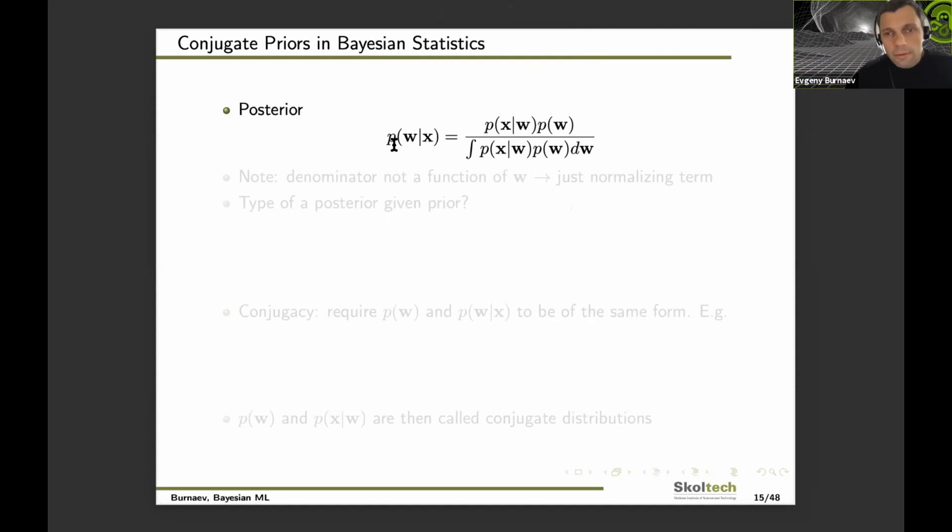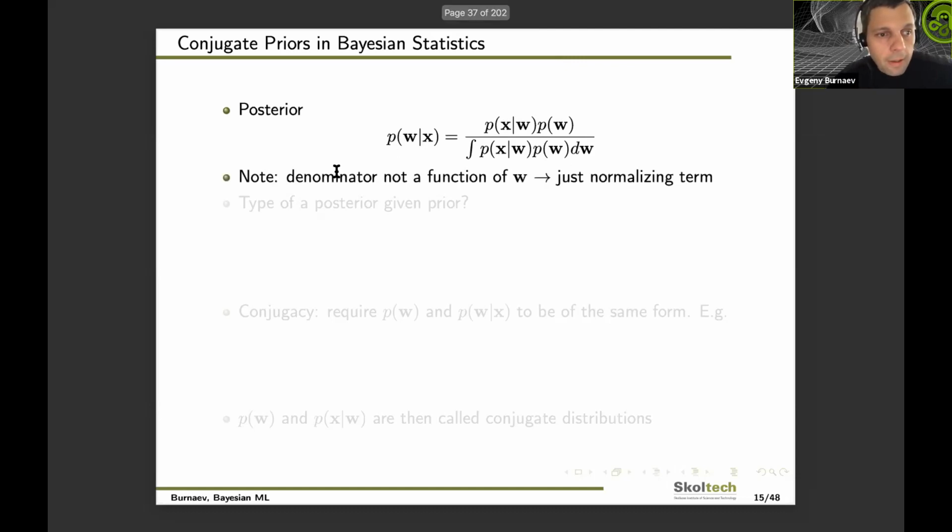As I explained in the first lecture, if we have some vector of parameters w, then because we don't know the vector of parameters w, we impose some prior distribution p of w. P of x given w is the likelihood function, and the posterior distribution is given by the Bayesian formula. The denominator isn't a function of w, so it's just a normalizing term.